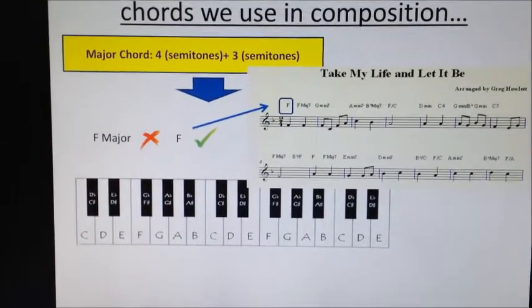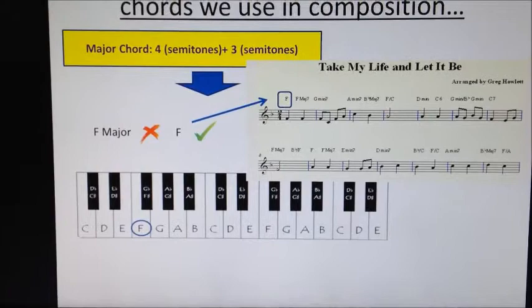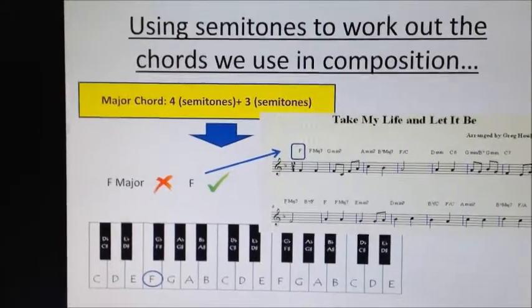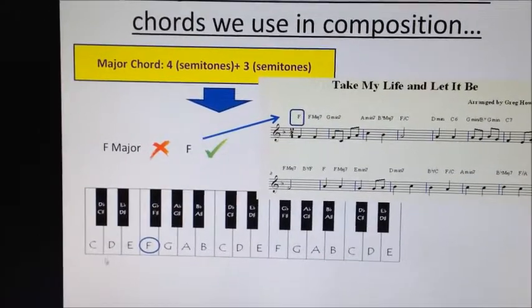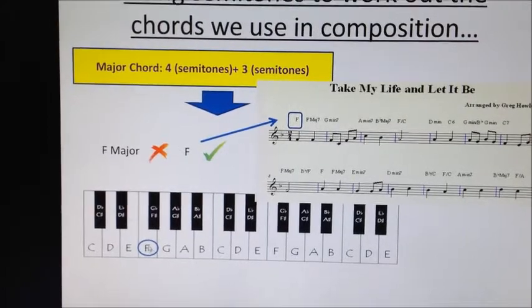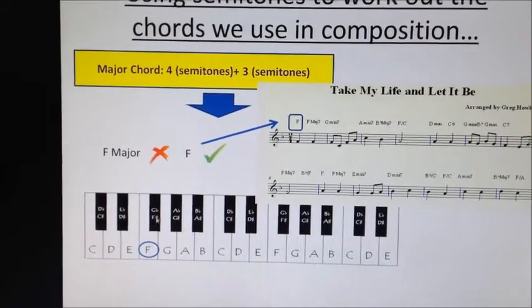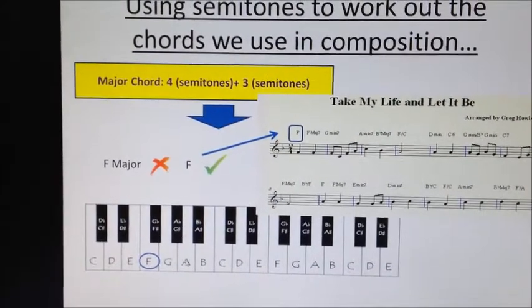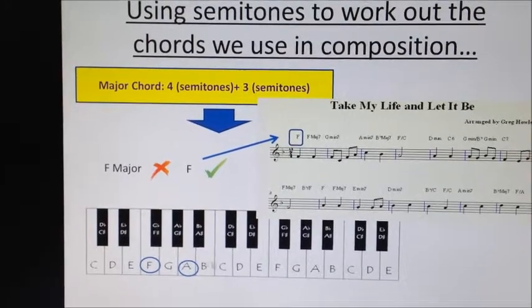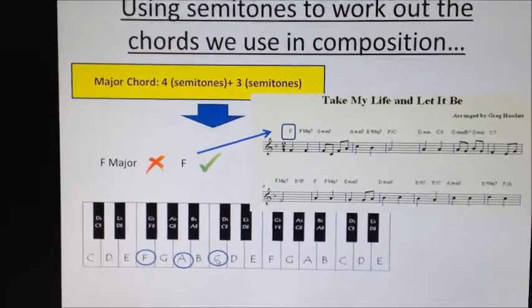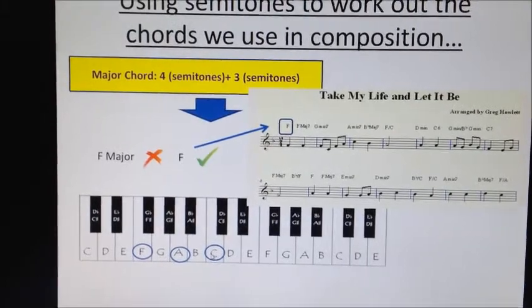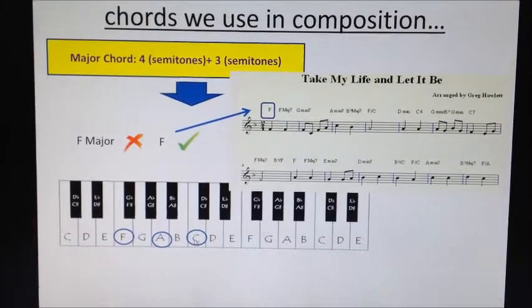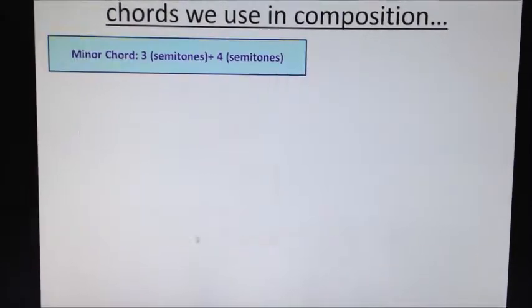Okay, so let's find out where these notes are on the keyboard. Remember that it's 4 plus 3, so let's follow the mouse. So we don't include the first note, F. 1, 2, 3, 4, 1, 2, 3. And nice and easy. So there's our major chord. Should be able to find any major chord that exists by using that formula.